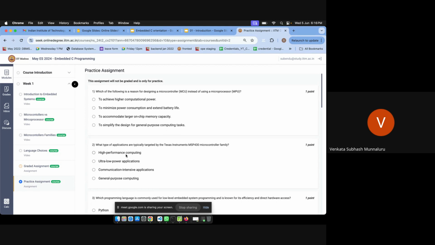Okay, so the first question is: which of the following is a reason for designing the microcontroller instead of using a microprocessor? The first option is to achieve higher computational power. The second option is to minimize power consumption and extend battery life. The third option is to accommodate larger on-chip memory capacity. The fourth option is to simplify the design for general computing tasks. So the right option is to minimize power consumption and extend battery life.